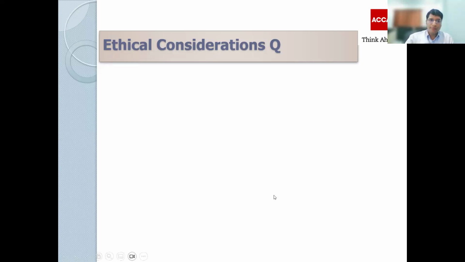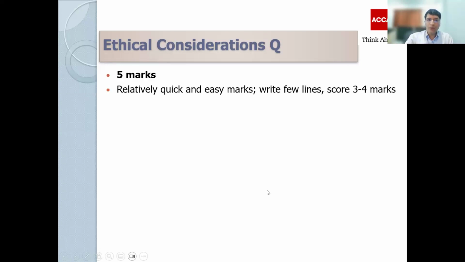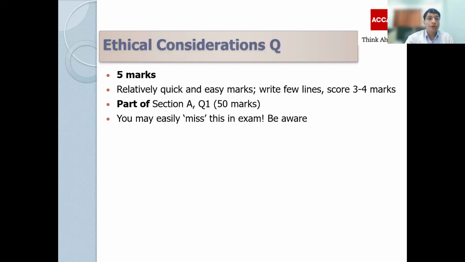Ethical consideration, normally 5 marks in the first question. This is relatively easy marks, few lines, and you can easily get 3 out of 5. And you may easily miss this. Be aware, you always want to gain this 5 marks. You may not always get 5, but you can easily get 3. And you can get 3 from your knowledge with some application to the case, to the question.